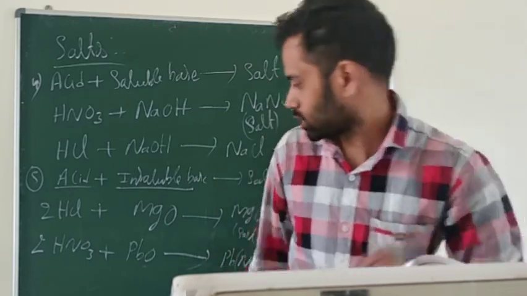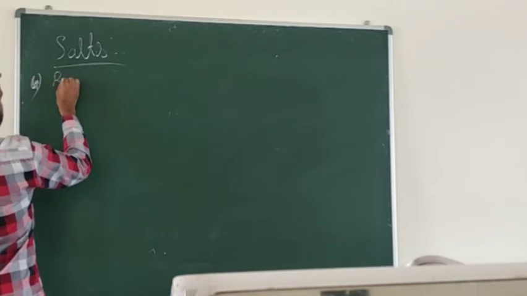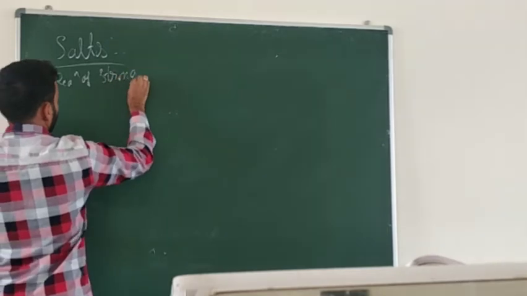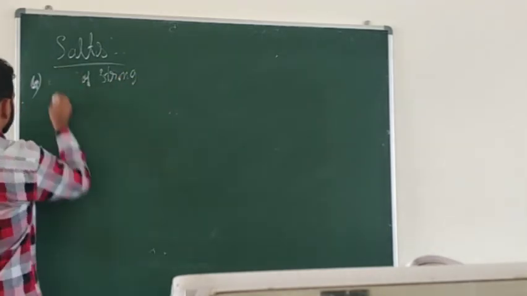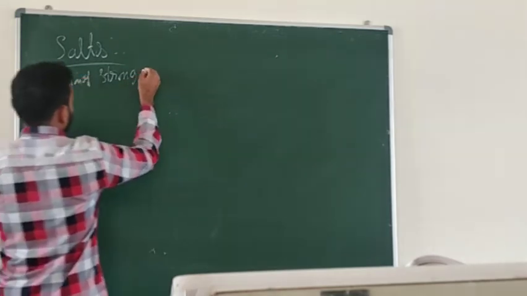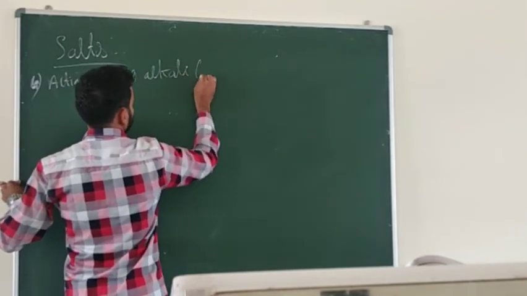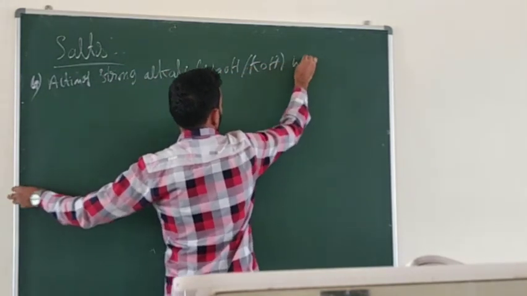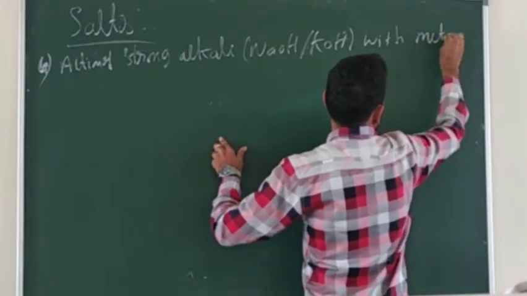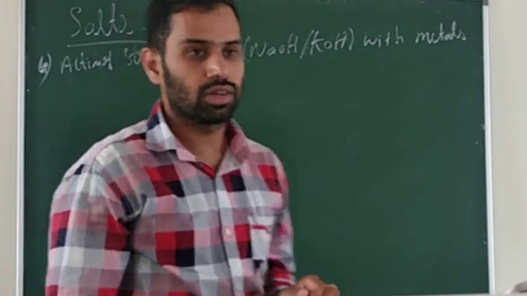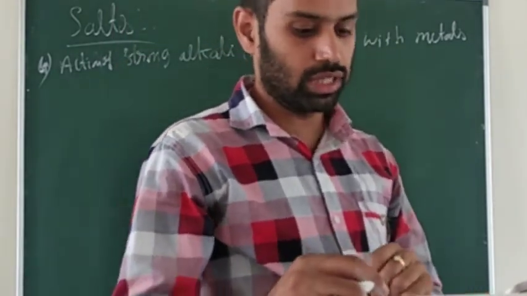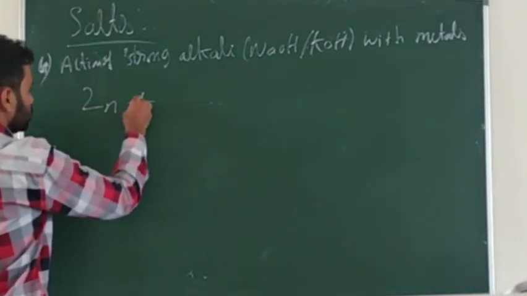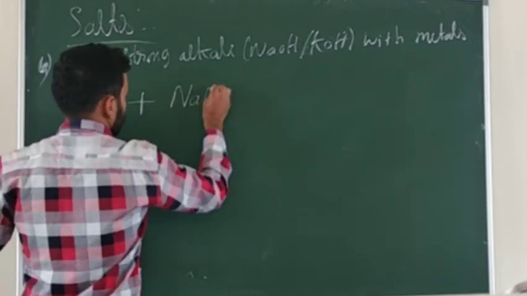Okay. So the sixth method, action, not reaction, action of strong alkali, that is NaOH or KOH, with active metals. Okay, so for example, when zinc reacts with sodium hydroxide, zinc is a metal, reacts with the alkali, sodium hydroxide. This is a strong alkali.